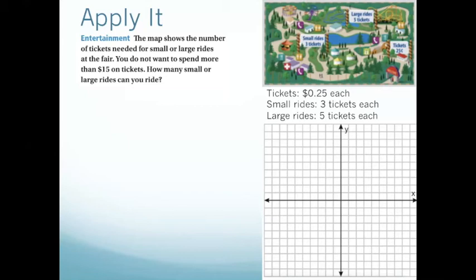Okay, so we know that tickets are 25 cents each. And we want to know not how many tickets we can buy, but how many rides we can ride, okay? So there's a couple things that we have to look at here. My $15 is not the same as 15 tickets, right? My unknown, X, I wanna know how many small and large rides I can ride. So X and Y are going to be my number of small rides and number of large rides. Okay, and then we have to compare those. Those are given to us in tickets. We need to compare those to money.